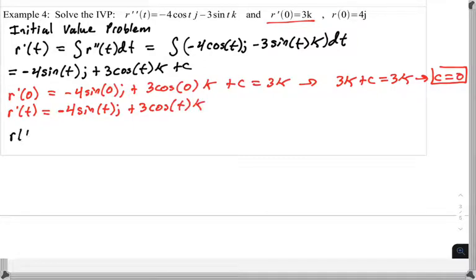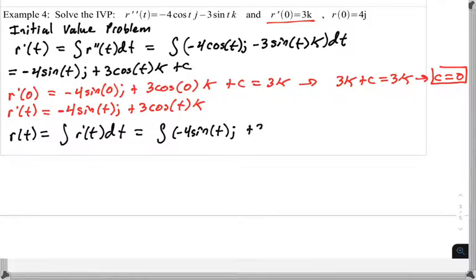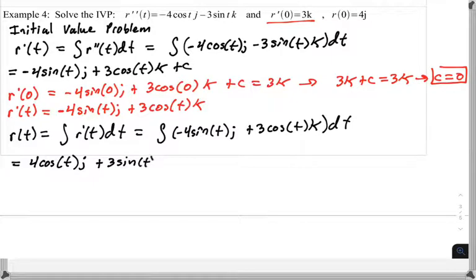To find the original function from the first derivative, we're going to integrate the first derivative. So we're going to integrate negative 4 sine of t, and that's your j component, and then plus 3 cosine of t, and that's your k component, dt. And so when we integrate this, we're going to get 4 cosine of t, and that's your j component, plus 3 sine of t as your k component. And then we get a new constant of integration, so plus c.